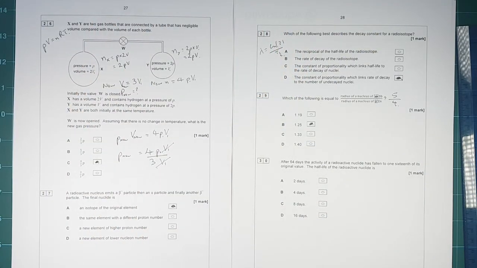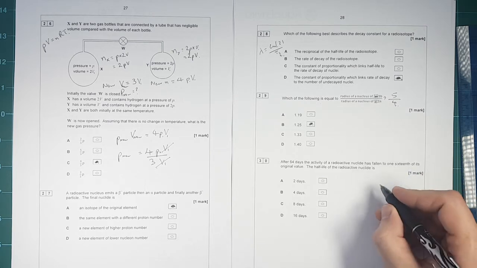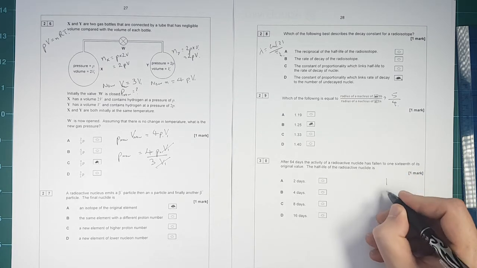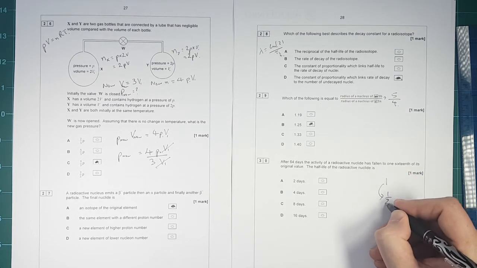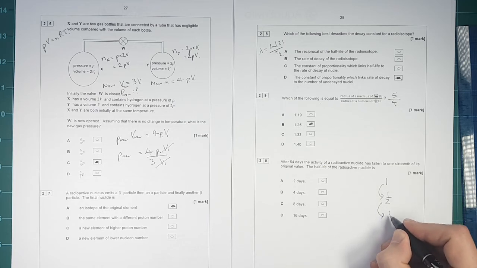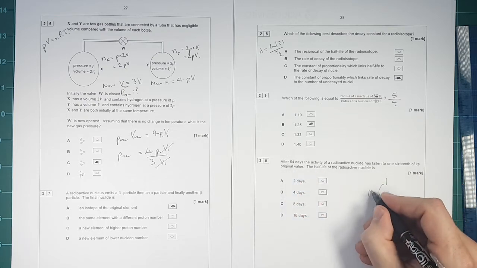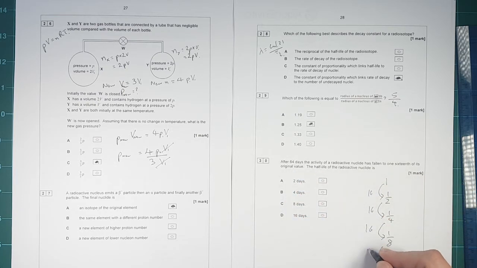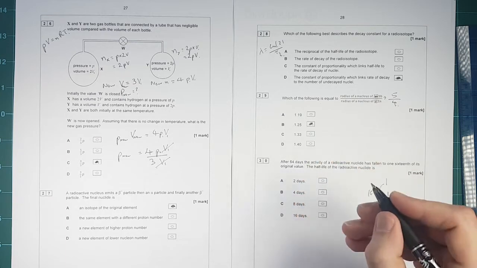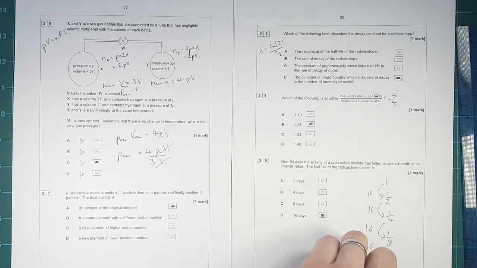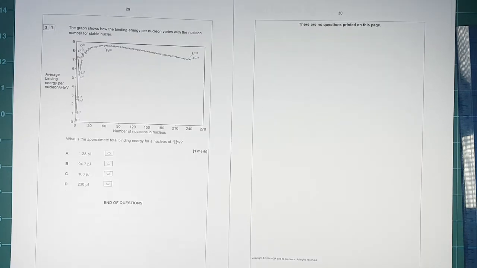After 64 days, the activity goes to 1/16 of its original value. Okay, so we start off with 1. We go after 1 half-life to a half. After 2 half-lives, we go to a quarter. After 3 half-lives, we go to an eighth. And after 4 half-lives, we go to a 16th. So that's 1, 2, 3, 4 half-lives. So each of those has to be 16 days, 16 days, 16 days, 16 days to add up to 64. So it's that one.